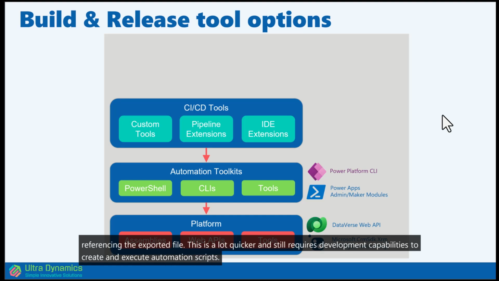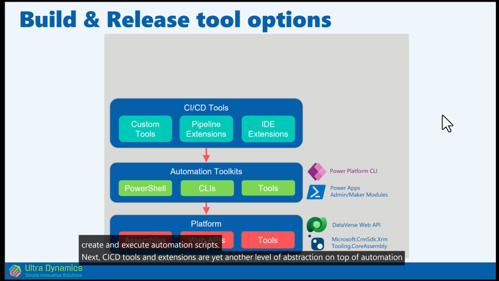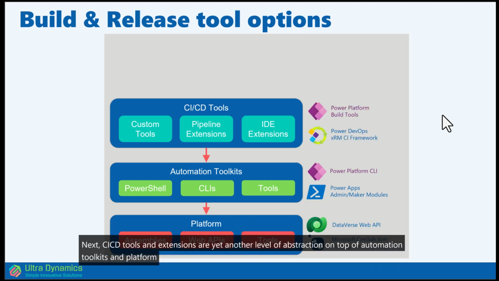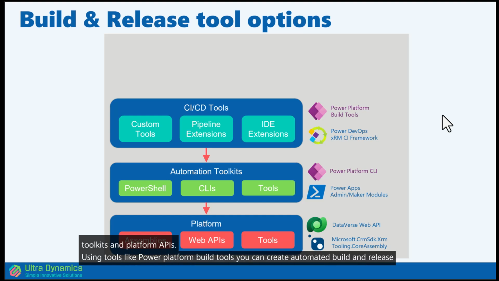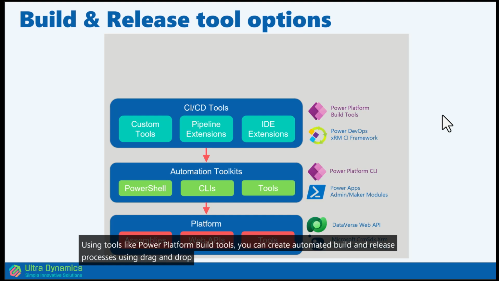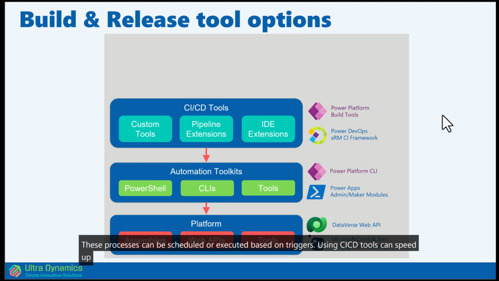Next, CI/CD tools and extensions are yet another level of abstraction on top of automation toolkits and platform APIs. Using tools like Power Platform Build tools, you can create automated build and release processes using drag and drop capabilities. These processes can be scheduled or executed based on triggers. Using CI/CD tools can speed up your workflow but will require knowledge and effort to set up and maintain.